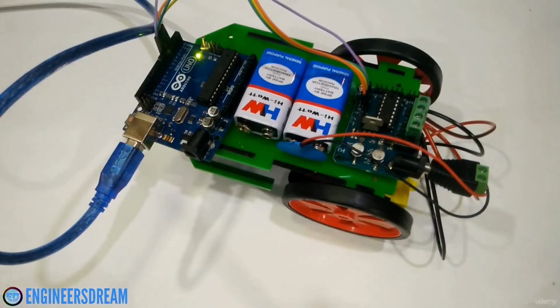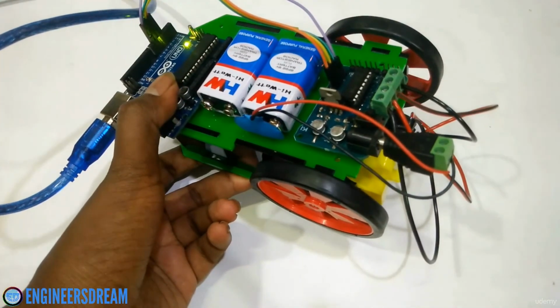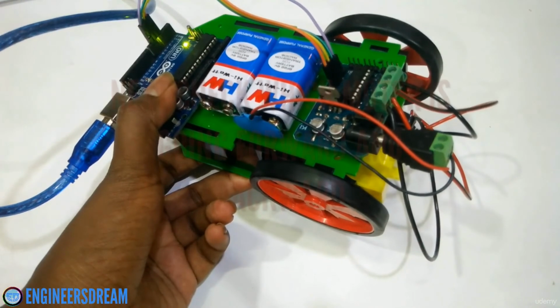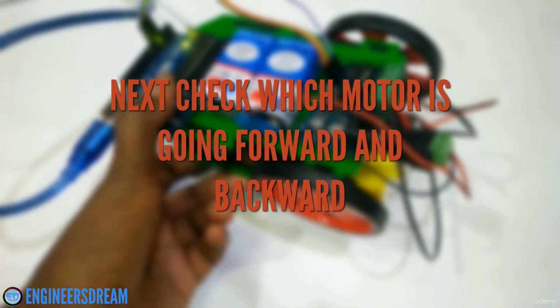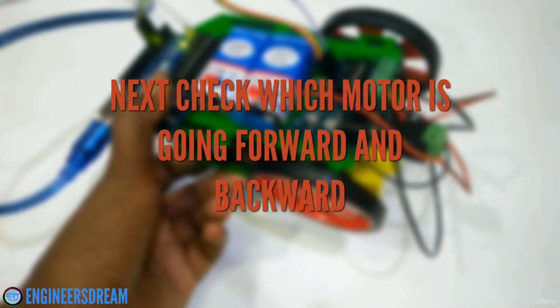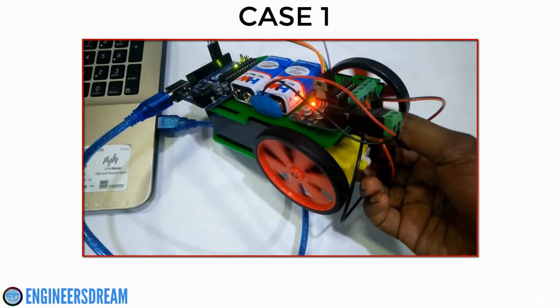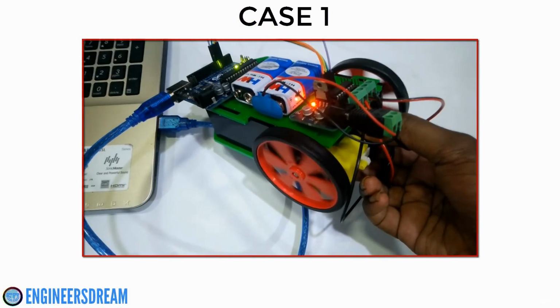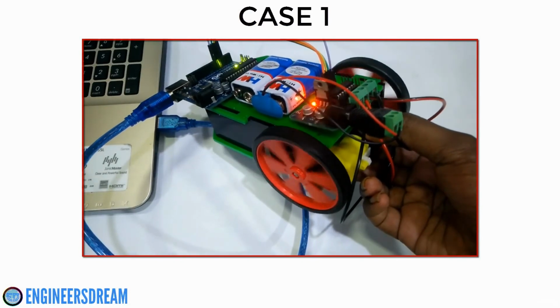So guys, before you upload the program in the Arduino, please lift the robot in such a way that the wheels are not touching the ground. And after uploading the program, just check which motor is going forward and which motor is going backward. Now, as per case 1, if both the motors are going forward, then you do not have to make any changes, because you have connected the positive wire of the DC motor to the positive socket of the motor driver and the negative wire to the negative socket of the motor driver.